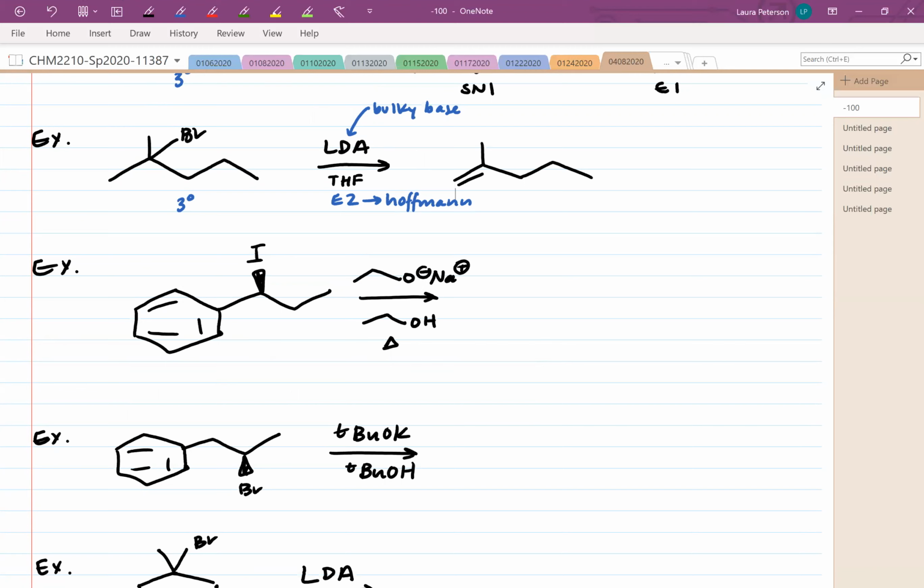So here's one of our tricky examples. We have a secondary halide, and really any reaction is fair game with a secondary halide.